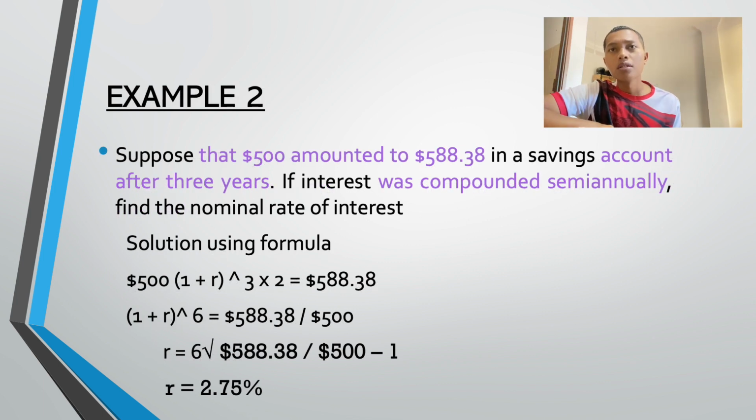Example 2. Suppose that 500 amounted to 588.38 in a saving account after 3 years. If interest was compounded semi-annually, find the nominal rate of interest. So this question asks us to find the interest rate. So we will use all the data and put in the formula except for the interest rate, and then we solve the formula until we get the amount of interest rate, which is 2.75%. So this is the answer.